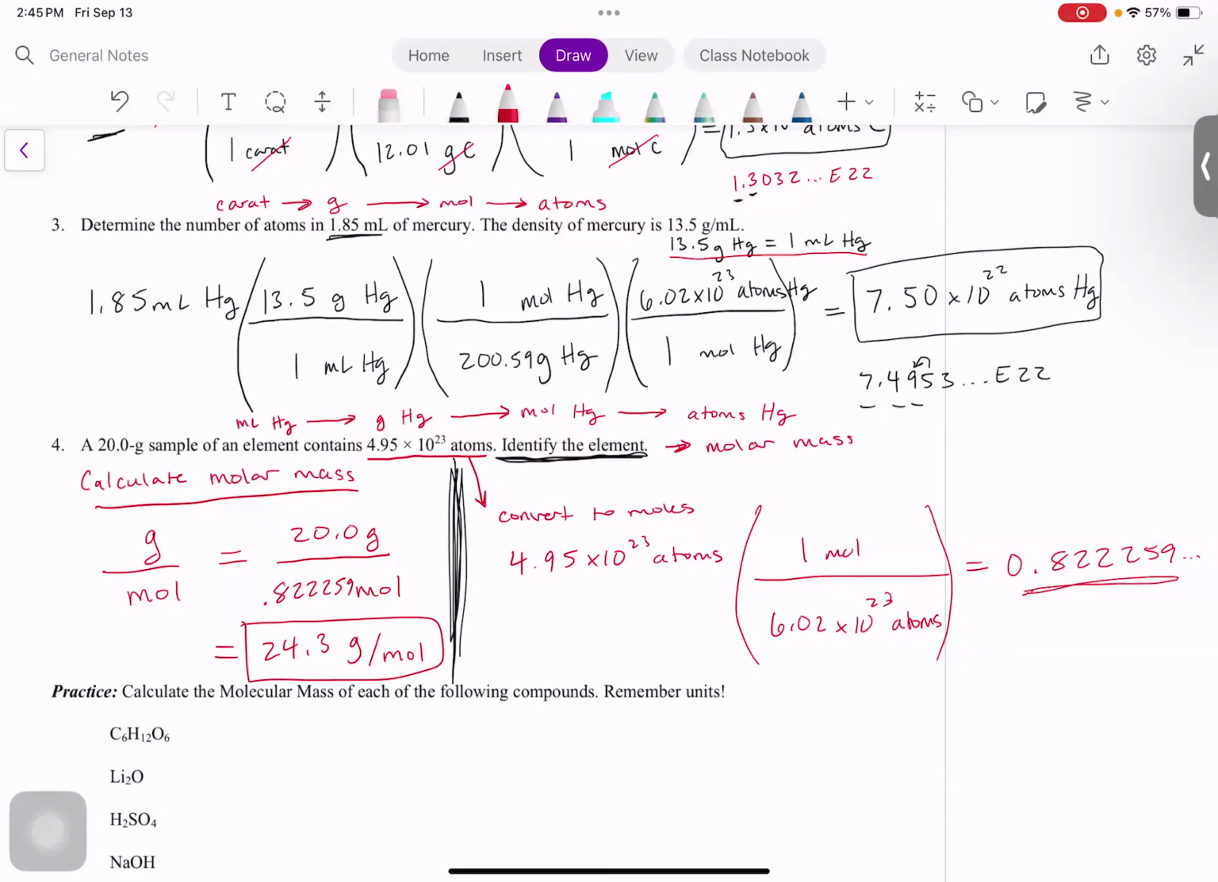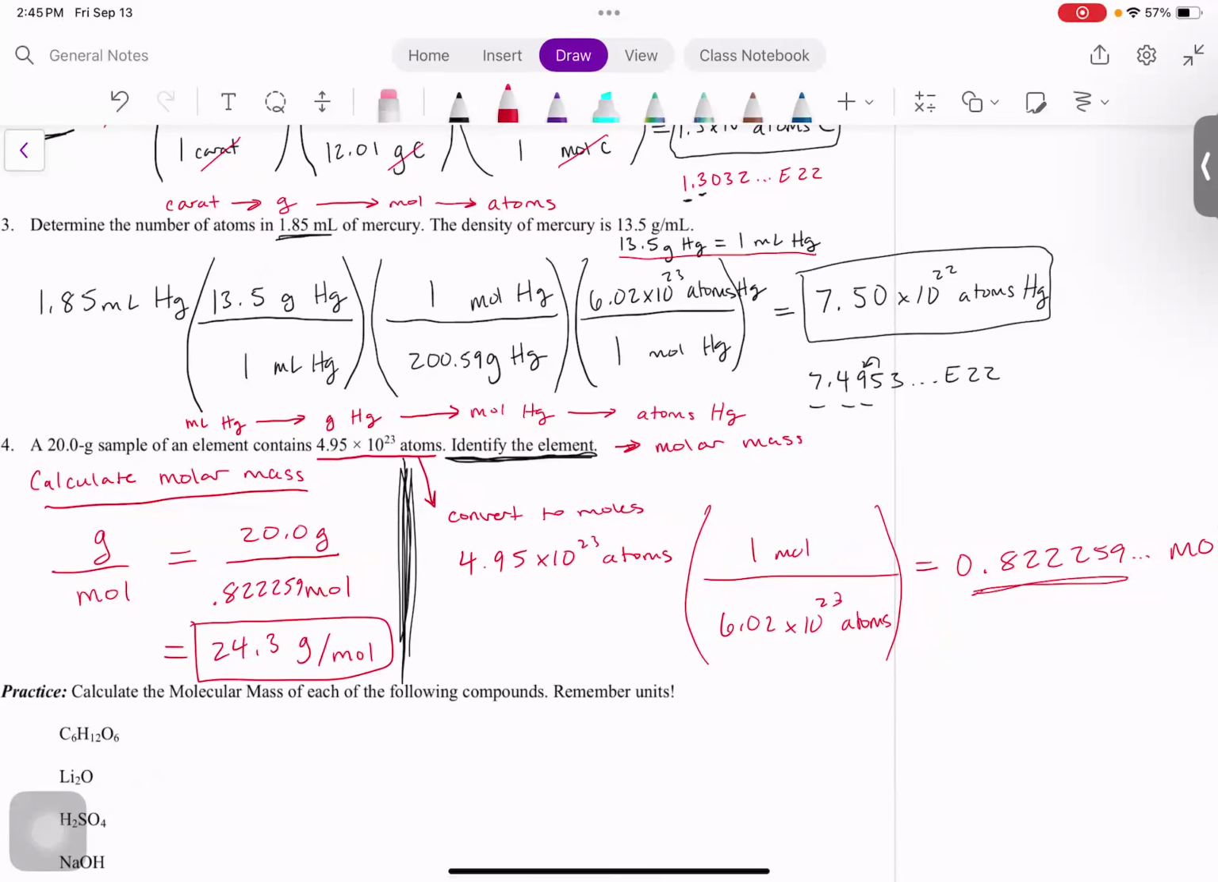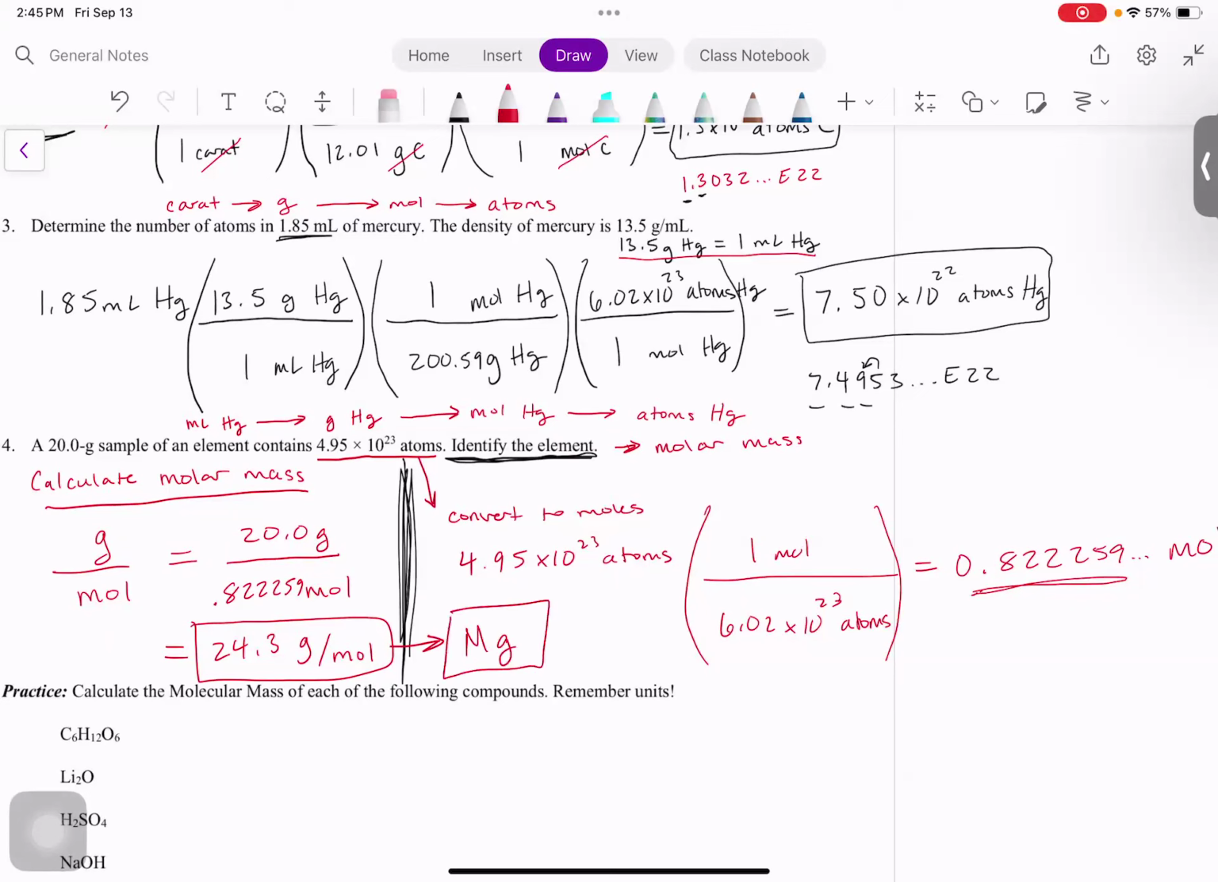All I did was I determined the mass of the sample, which was given, and I knew the number of atoms in the sample, so I could convert those atoms to moles and then divide the mass divided by the number of moles. And that gives me 24.3. So now I just want to look for an element that has a molar mass of 24.3, and oh, look, magnesium. So this element is magnesium based on the molar mass. So simple as that.